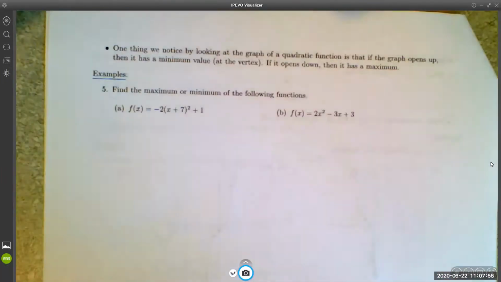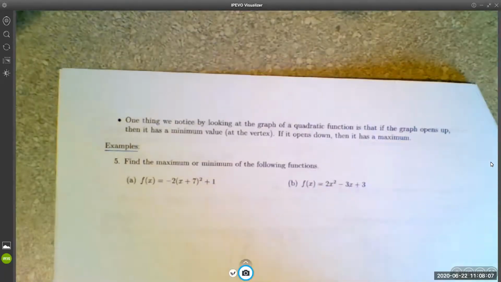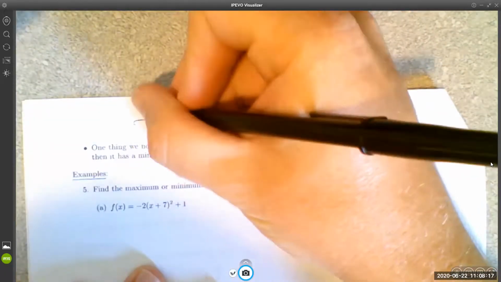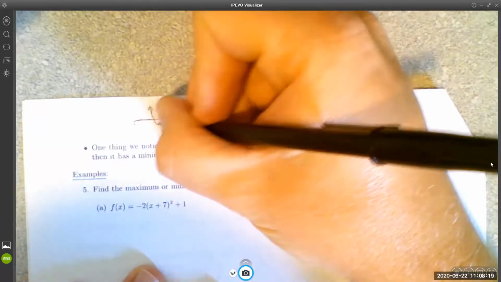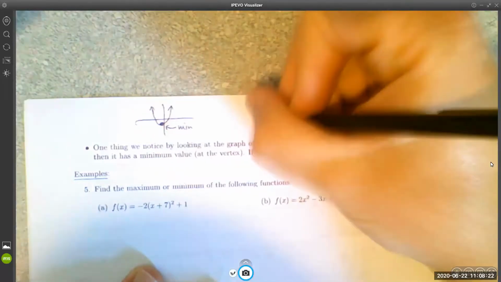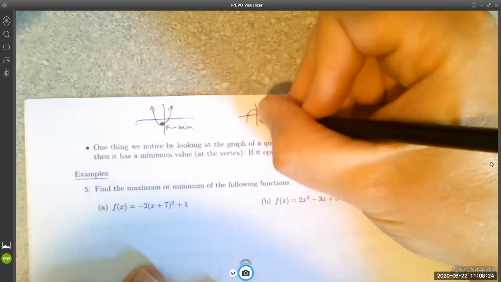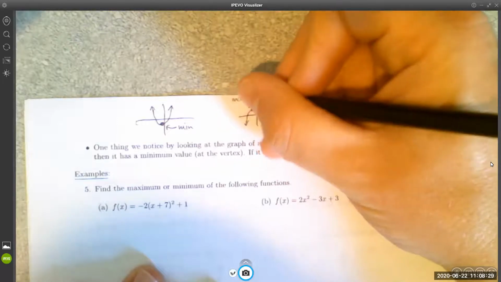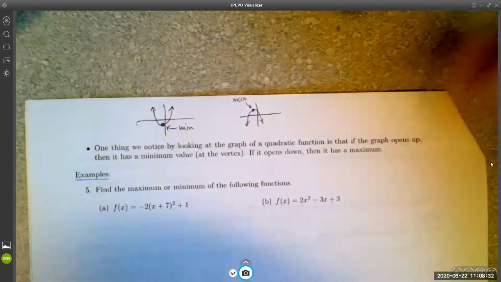Okay, I want to finish off by giving you a couple of applications of quadratic functions in particular. One thing that we notice by looking at the graph of a quadratic function is that if the graph opens up, right? So if the graph opens this way, then we're going to have a minimum value, right? If the graph opens down, then we're going to have a maximum value. And those minima and maxima, they always occur at the vertex of the parabola.